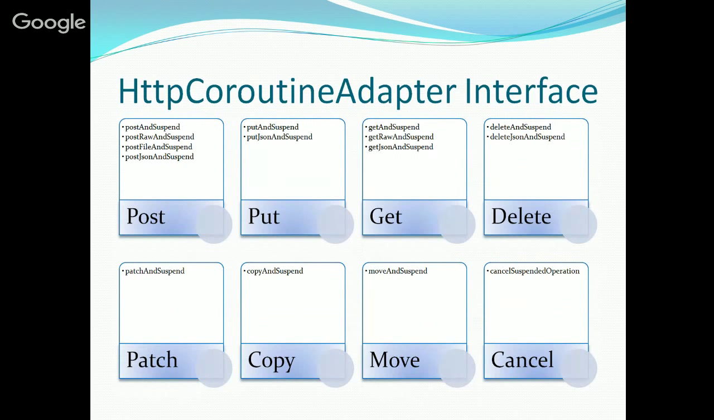Not all of those declarations make sense in all contexts. Post having the most options. So you can either just post, you can post raw, post file, post JSON. Get probably having the next. Cancel down there on the end is different. It will cancel any outstanding operation on the HTTP adapter.